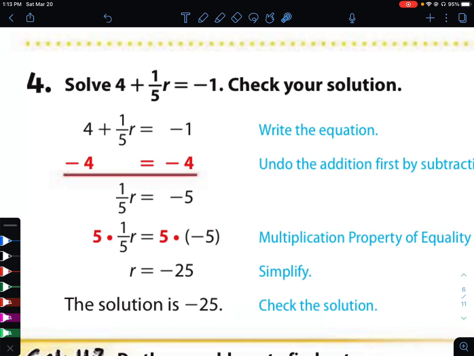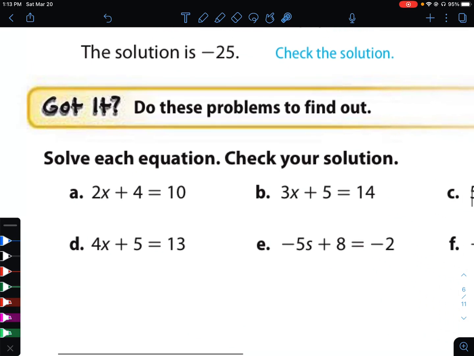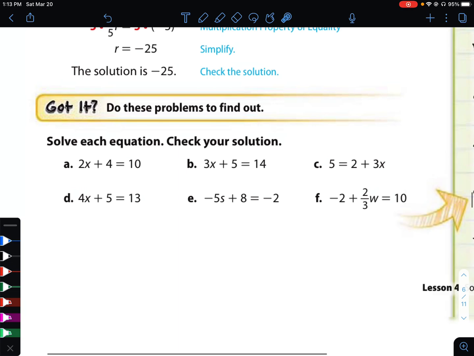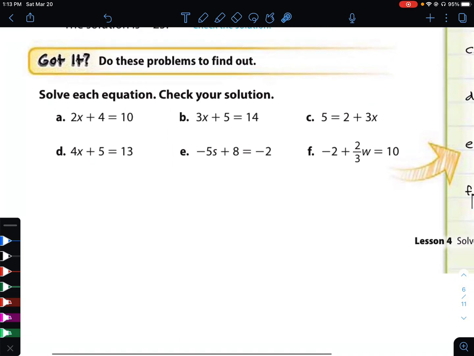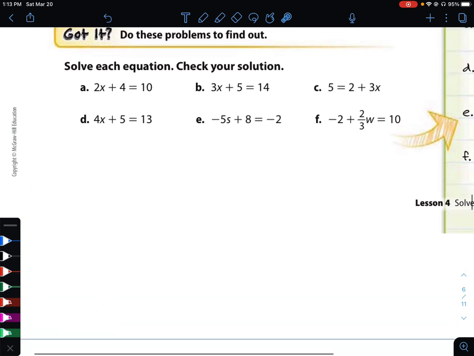Okay, so there's a good number of two-step equations that you need to do on the Got It. Do Got It problems A to F, and let's see if you understand examples 1 through 4.